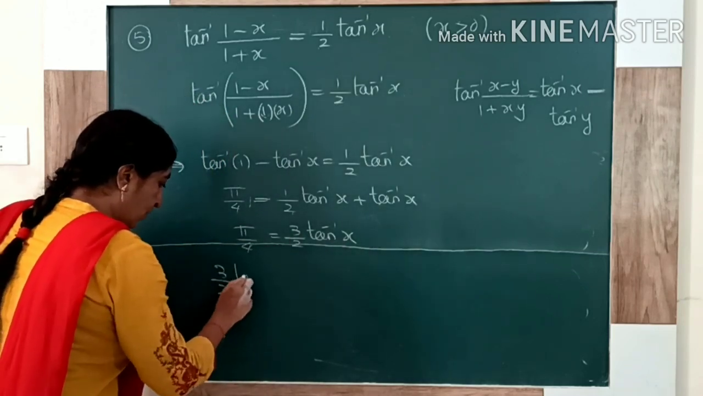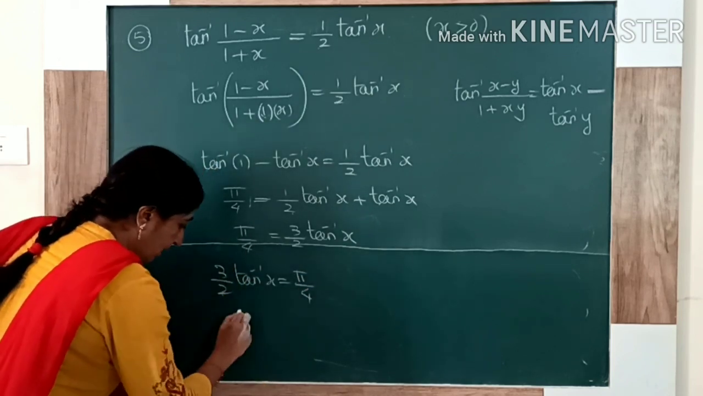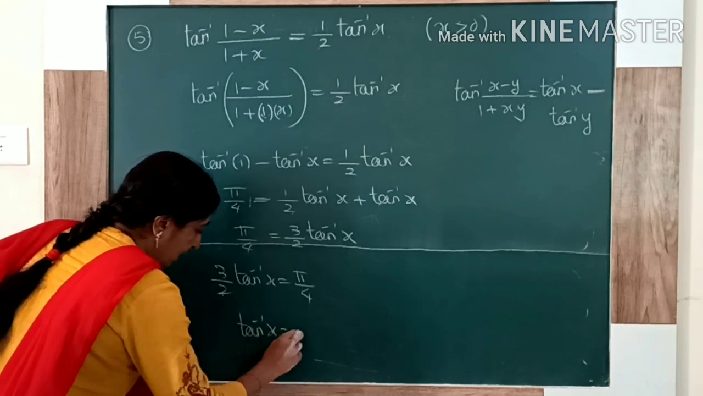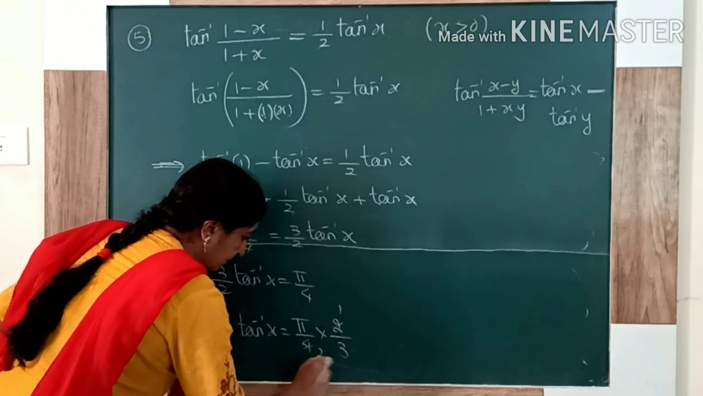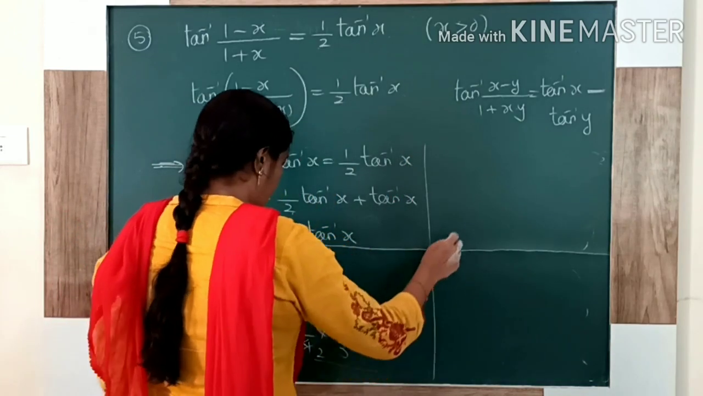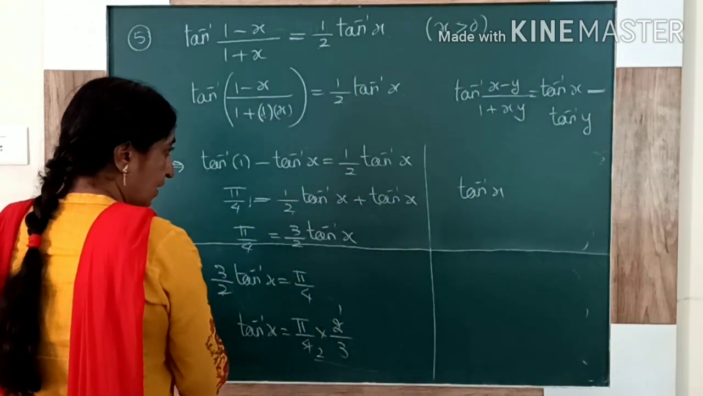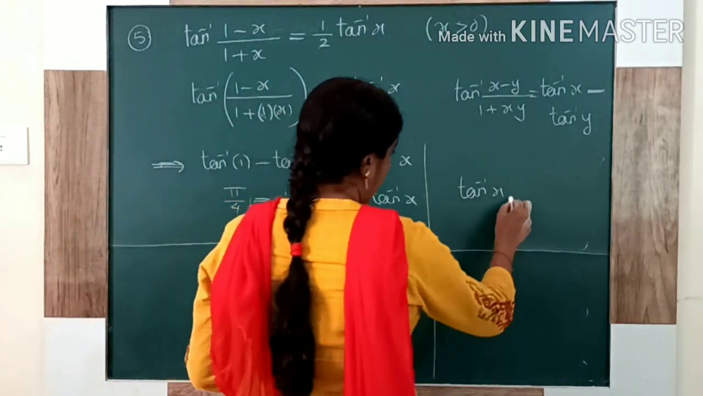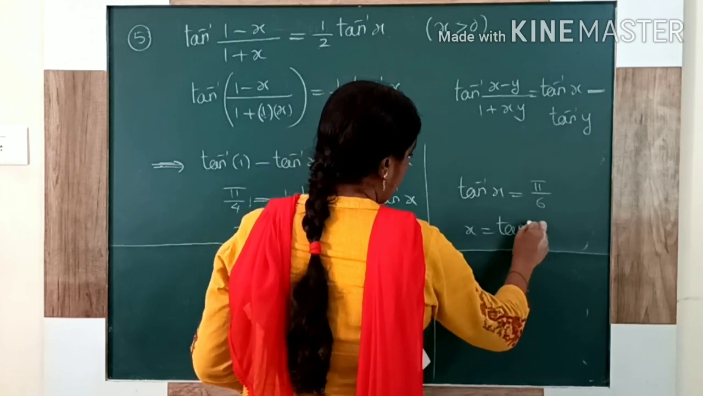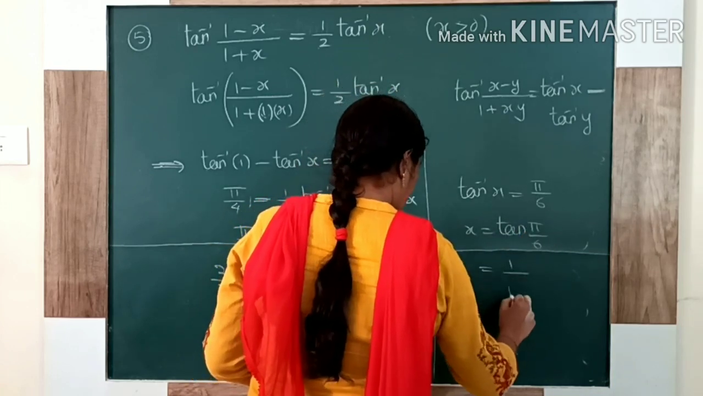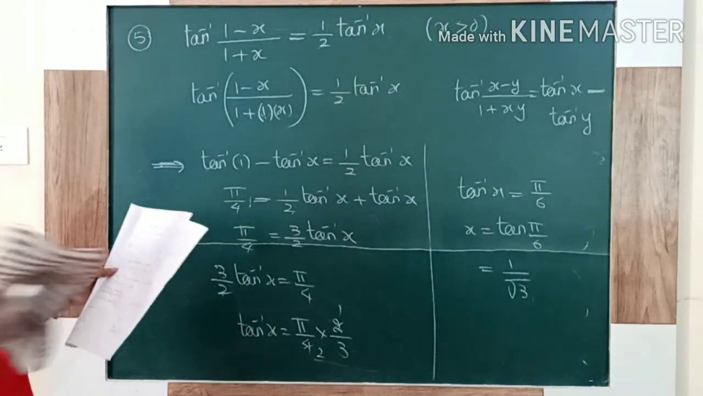Now add these two. It is 1 by 2 and its coefficient is 1. Or 3 by 2, for your convenience you can write like this also. Take 3 by 2 on that side. It is a multiplication, when taking on that side it becomes division, or directly you can write 2. So what is the value? Tan inverse x is equal to pi by 2 times 1 by 3, that is tan inverse x is pi by 6. Or x is tan pi by 6, that is tan 30 degree. What is tan 30 degree? 1 by root 3. The next example.